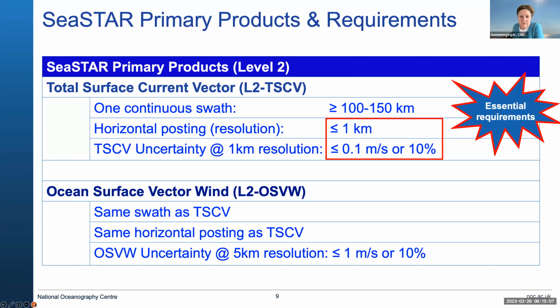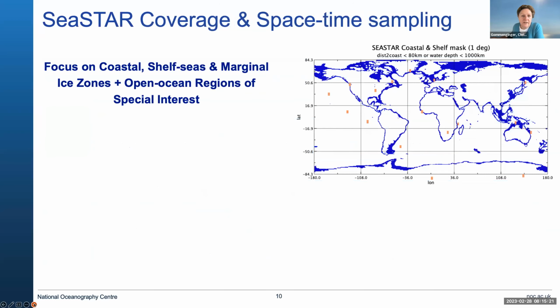So these are extremely challenging requirements, as you might imagine, from space, but that is very much what differentiates SEASTAR from some other missions that have been proposed. In terms of coverage and space-time sampling, well, the emphasis on resolution usually comes at the cost of coverage, essentially. And our focus, as I said, is very much on coastal shelf seas and marginal ice zones.